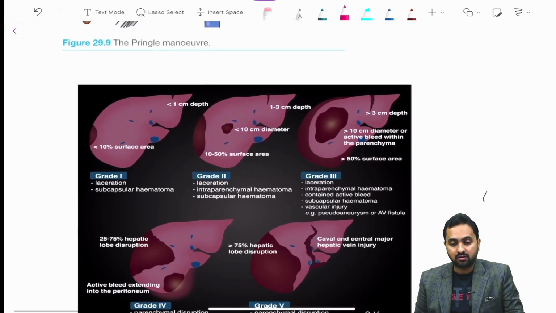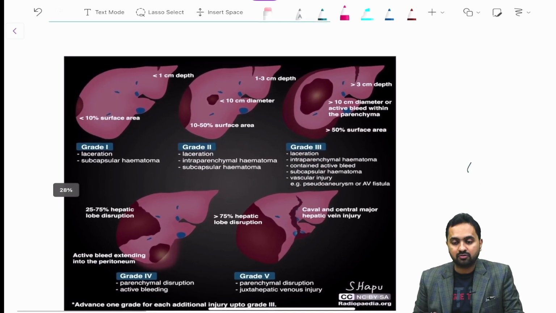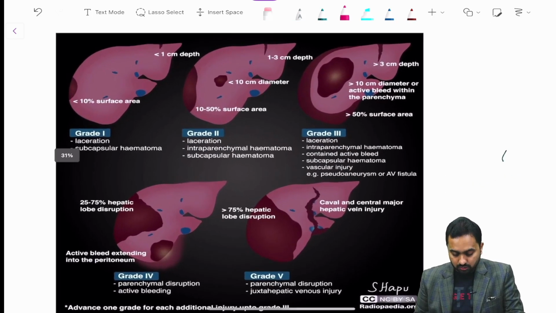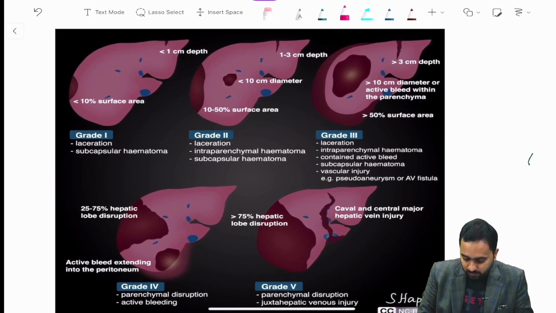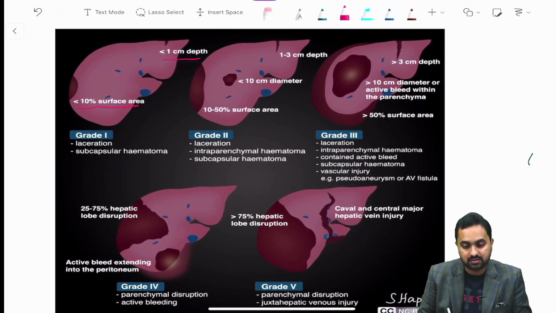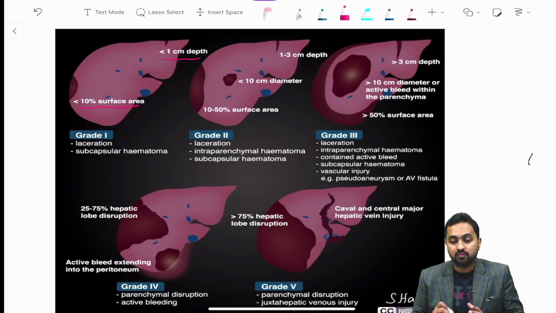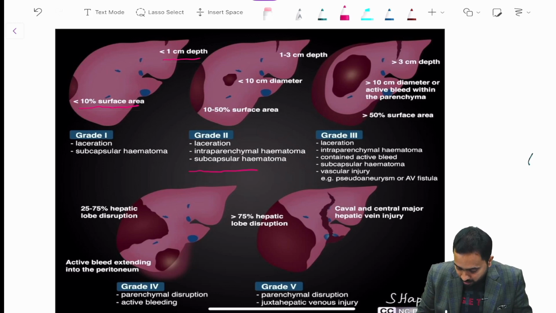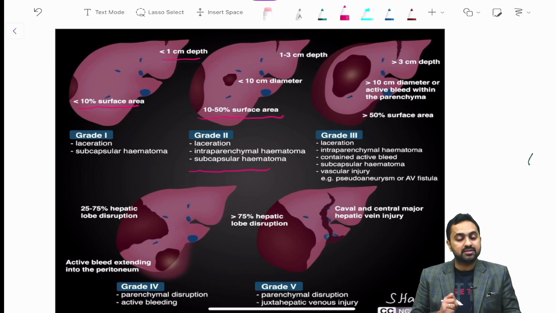And now, regarding your classification, I have taken this image from the net source. So, you have your grade 1, which is less than 1 centimeter depth and less than 10% surface area. Then you have grade 2, which has a laceration of 1 to 3 centimeter in depth and an intraparenchymal hematoma less than 10 centimeter of diameter and a subcapsular hematoma of 10 to 50% surface area.